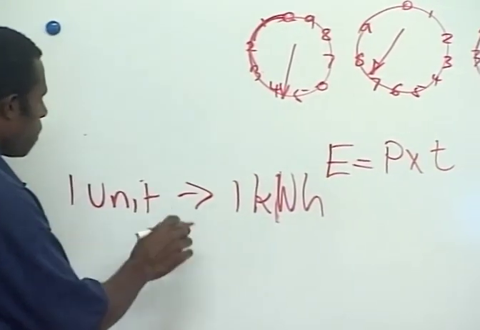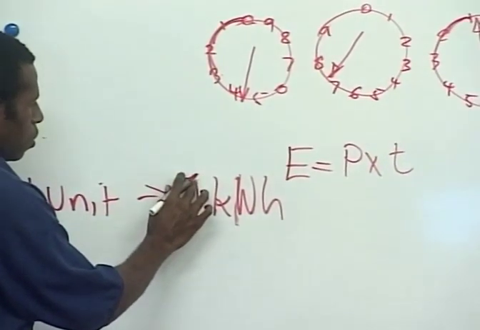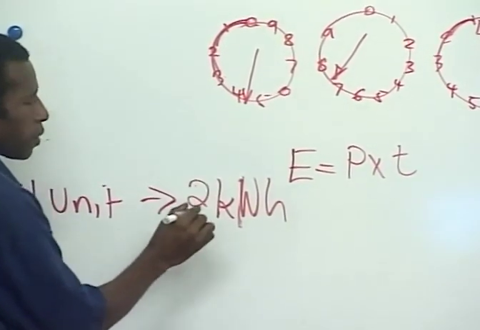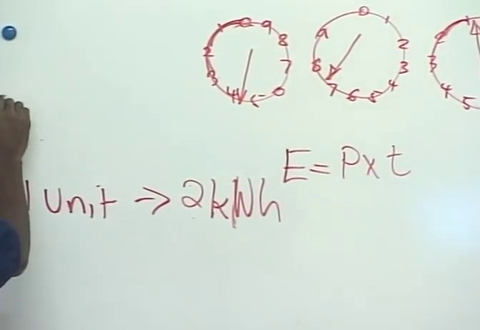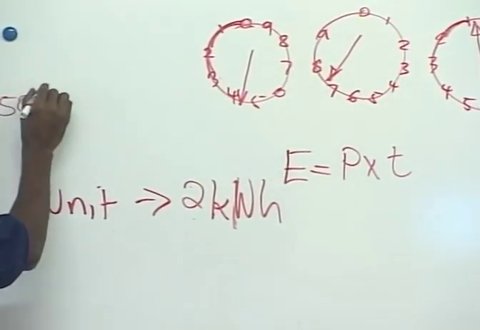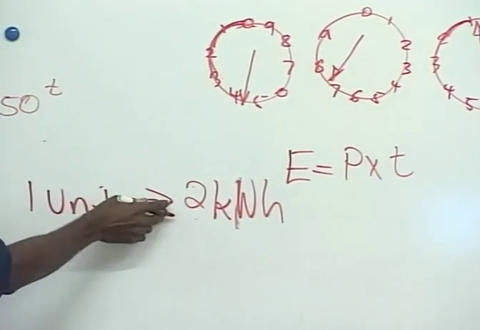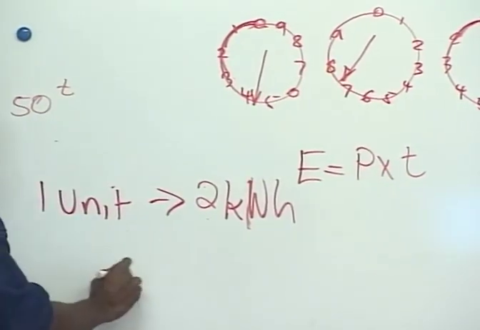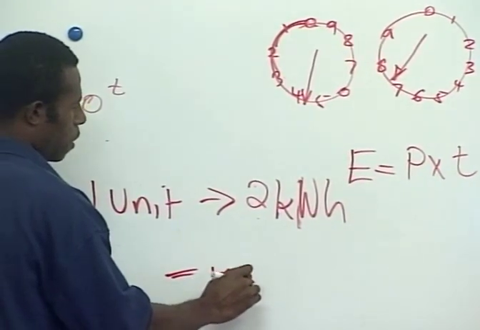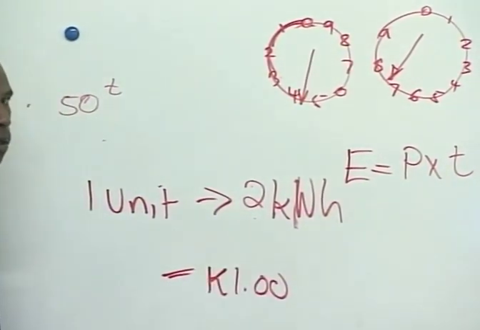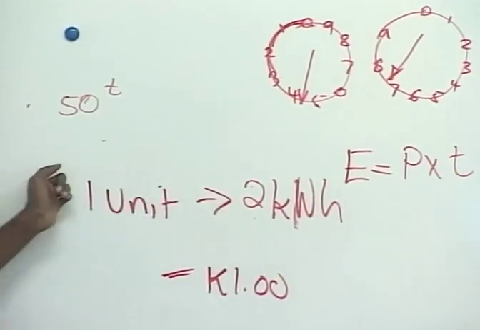So let's say you happen to come up with 2 kilowatt hours and the cost was, let's say, 50 for 1 unit. 2 times 50 will be 100 for 2 units and so on.